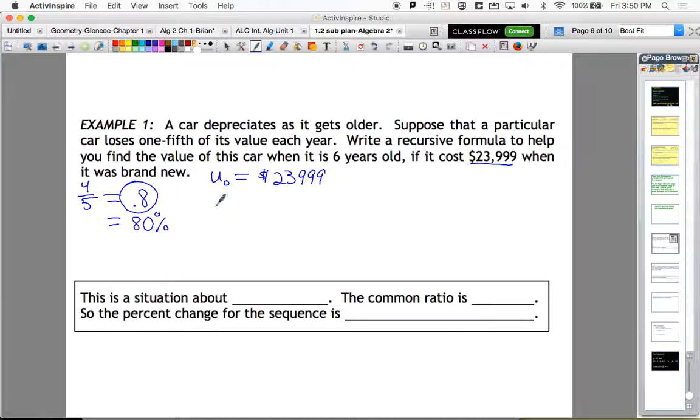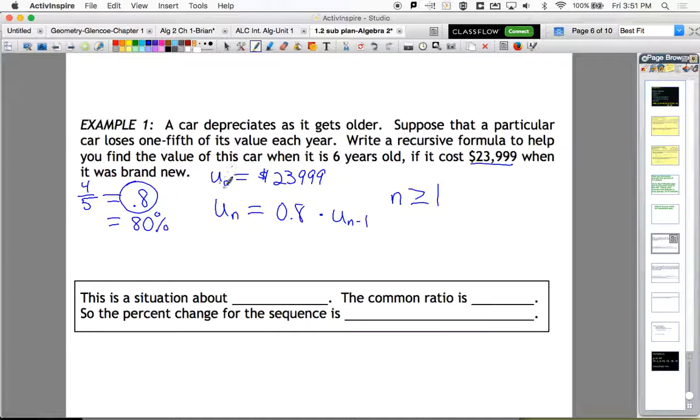Right? So we're going to have u sub n is equal to 0.8 times u sub n minus 1. And since we used 0 here, we could say n is greater than or equal to 1. All right, so that is our recursive formula, and now we're actually going to need it to figure out how much is the value after 6 years?